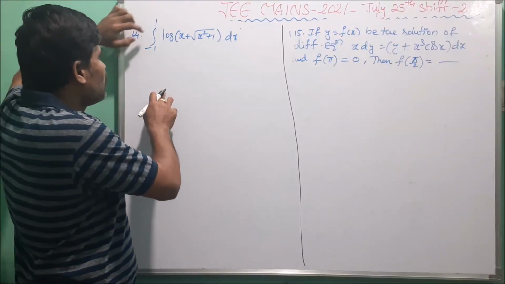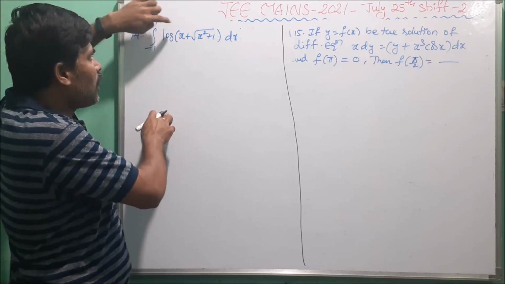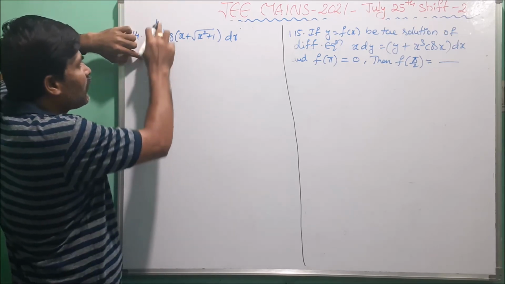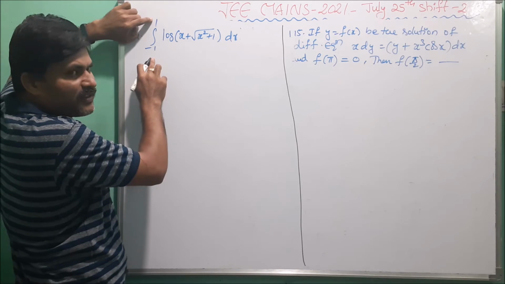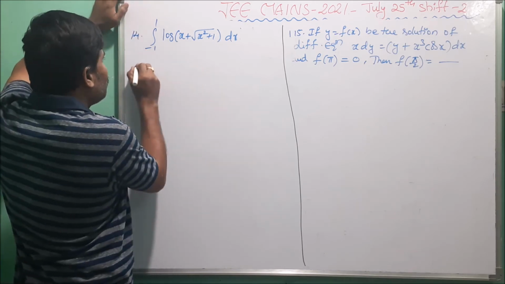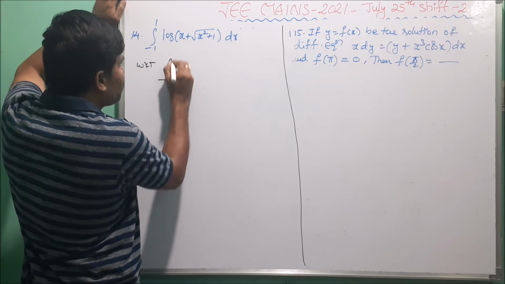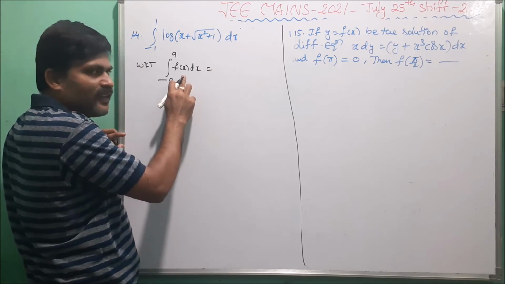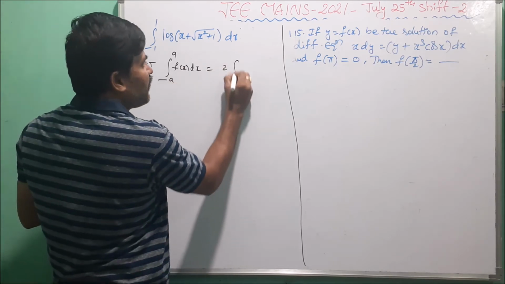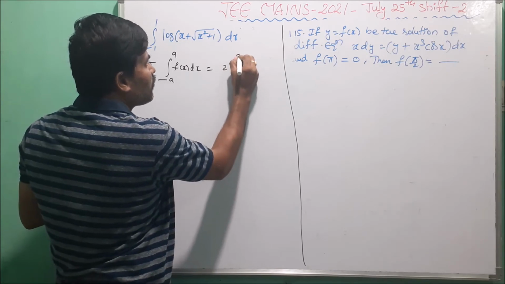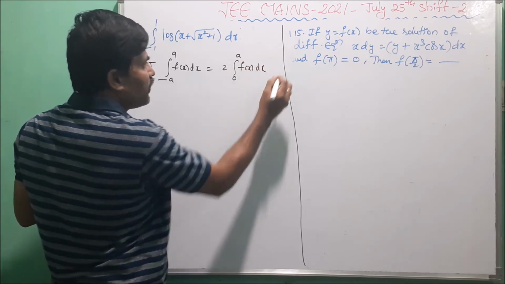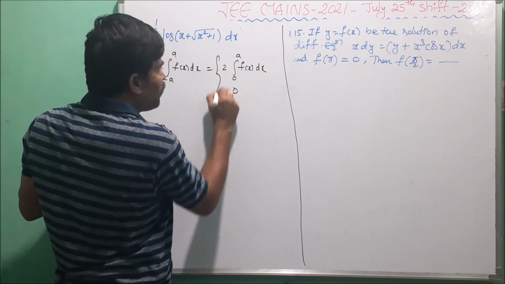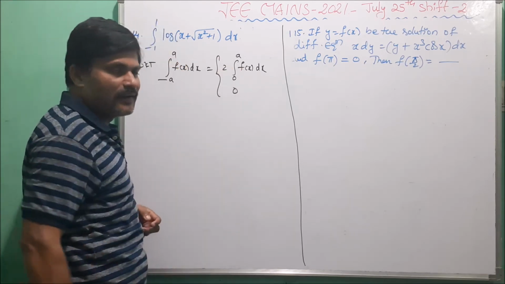Now the next problem: find the integral from minus 1 to 1 of log of x plus square root of x square plus 1 dx. Here we observe that the limits are minus 1 and plus 1. Using one formula, we know that the integral from minus a to a of f(x) dx equals 2 times the integral from 0 to a of f(x) dx if f(x) is an even function. Similarly, if f(x) is an odd function, the value is 0. Now using this formula to find the integral.